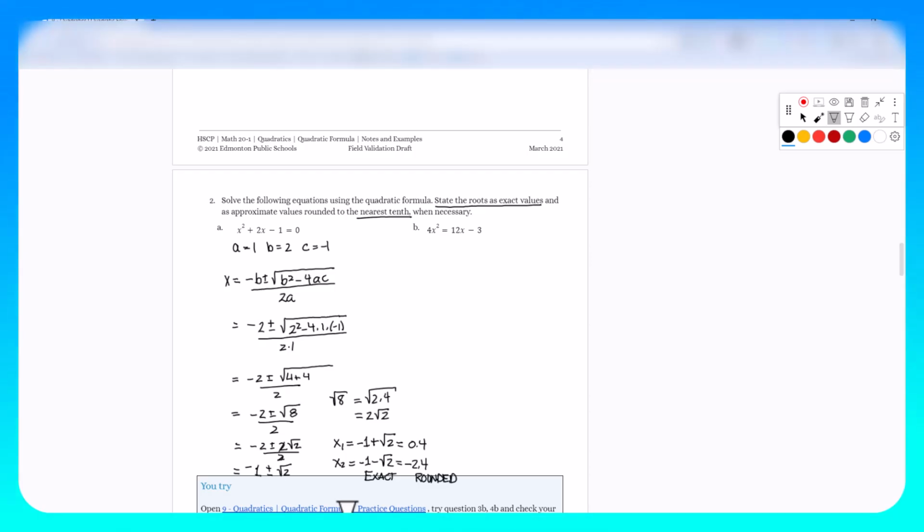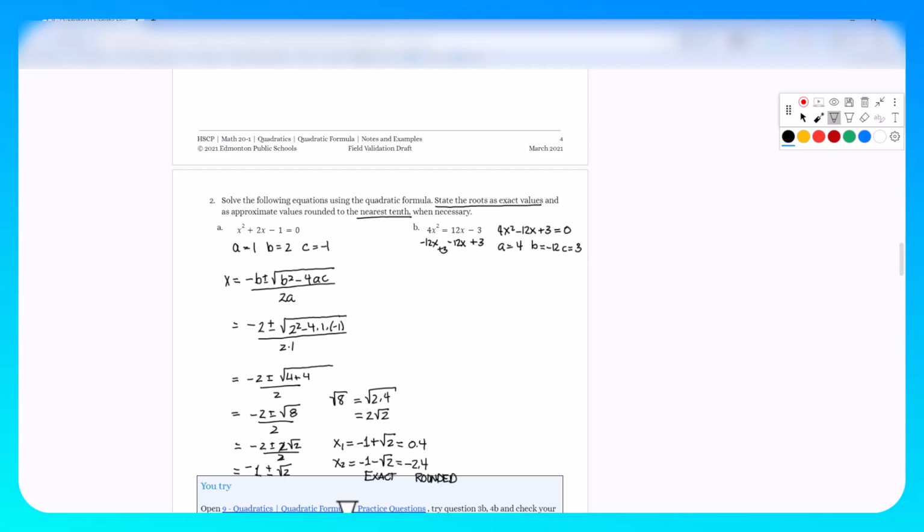And one more time, let's do it for this one here. Now notice in this one, we do not have it in the form of ax squared plus bx plus c. So we're going to fix that by subtracting 12x from both sides and adding 3 to both sides. And that's going to give us 4x squared minus 12x plus 3 equals 0. So our a is 4, so this one we got some bigger numbers going on. Our b is negative 12, and our c is 3.